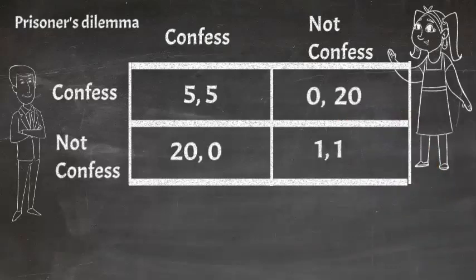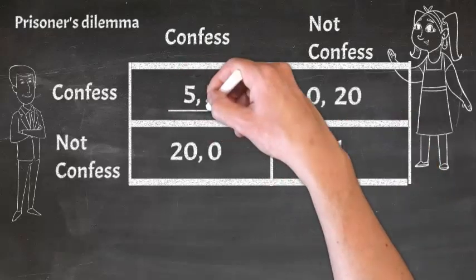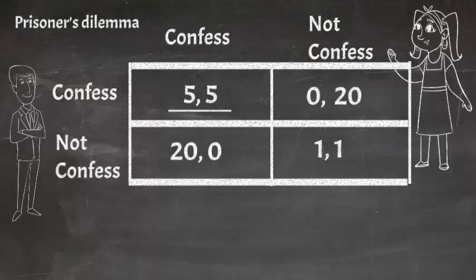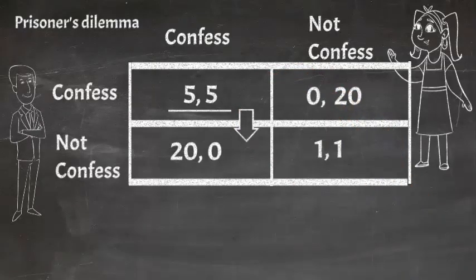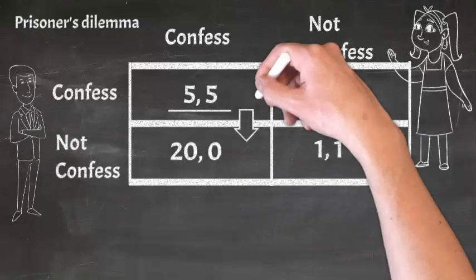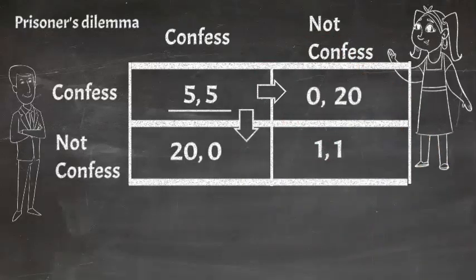It seems like if both of them choose to confess, it will benefit each other. However, if confess is chosen, then John has an incentive to deviate to not confess, because by shifting from confess to not confess, his reward will increase from 5 to 20. The same logic applies to Mary's situation. She also has an incentive to deviate from confess to not confess.